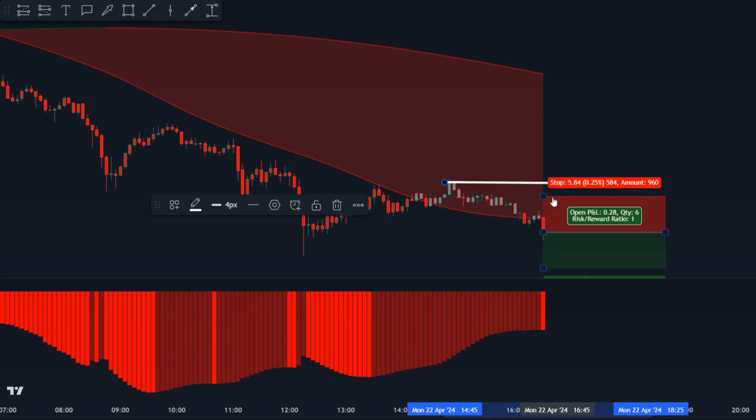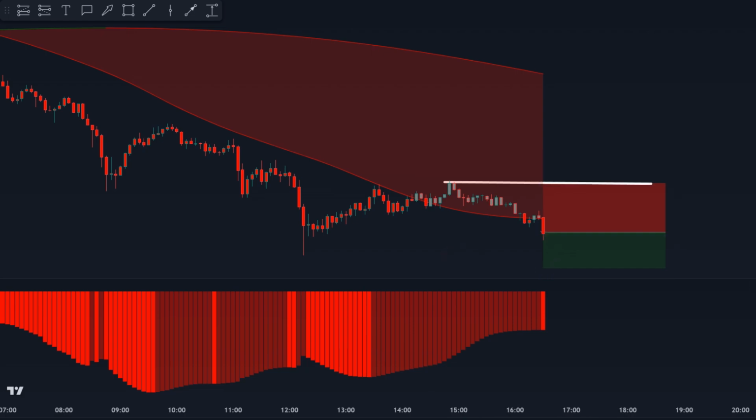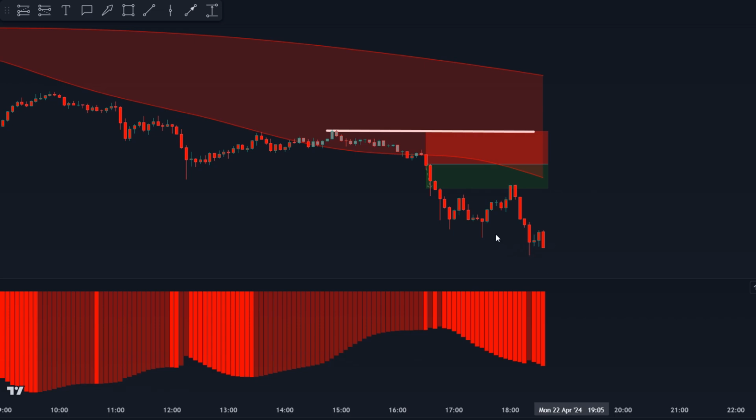Remember, risk management is key. Set a stop loss order a little bit above the recent swing high or even slightly above the red ribbon. This is like having a safety net in case the market unexpectedly reverses course.